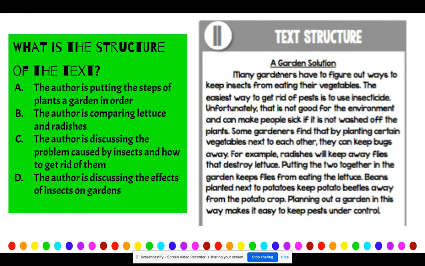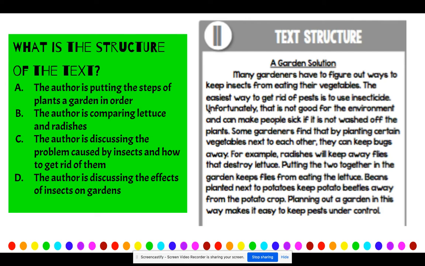Here I only have a title. It's called A Garden Solution. And right away I'm seeing that word solution, which is telling me there's an issue here, but the author's going to tell me how to fix it. Many gardeners have figured out ways to keep insects from eating their vegetables. The easiest way to get rid of pests is to use insecticide.